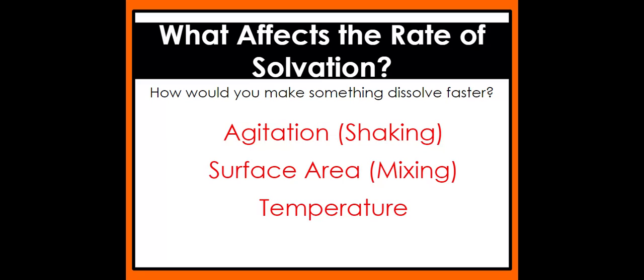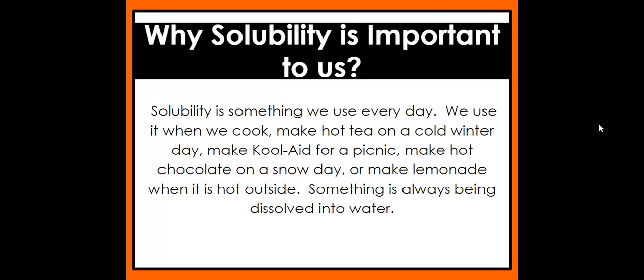Surface area, so decreasing the surface area by mixing your solution, which is what you do when you make Kool-Aid in the picture. And then if you've ever made sweet tea, you should know that you should start with hot tea and you add sugar into the hot tea to quickly dissolve the sugar before you place it into a cold refrigerator. Okay. So these are three different ways that we can affect the rate of solvation.